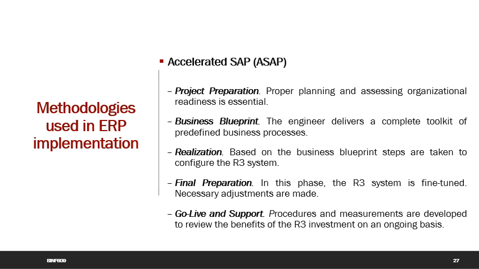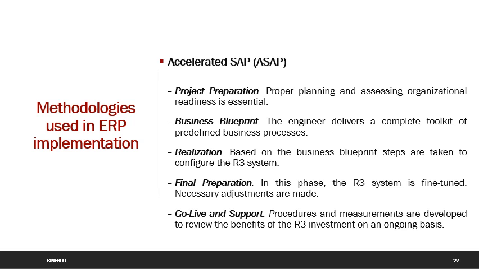The accelerated SAP roadmap is a detailed project plan by SAP that describes all activities in an implementation. It includes the entire technical area to support technical project management and addresses such concerns as interface, data conversion, and authorization earlier than most traditional implementation strategies. The ASAP roadmap consists of 5 phases, including the project preparation phase, where proper planning and assessing organizational readiness is essential.